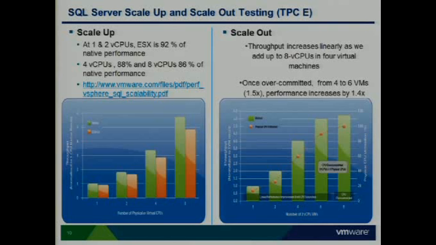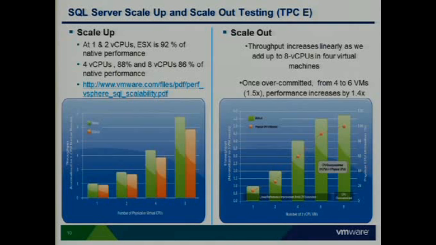So the ESX host on the right had 8 physical cores. Each VM had 2 virtual CPUs. So by the time we reached 4 VMs, we were actually utilizing 1-for-1 virtual processors to physical processors. But then we overcommitted by a factor of 2 to 1 by adding 8 virtual machines, each with 2 virtual CPUs.